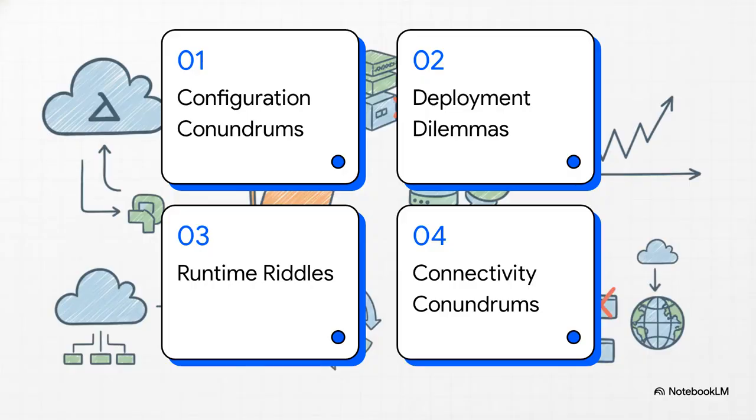So, here's how we're going to break it down. We're going to follow the life of a function. We'll start with configuration conundrums, then dive into deployment dilemmas, untangle some runtime riddles, and finish up with connectivity conundrums. This is your complete map of all the places things can go wrong.